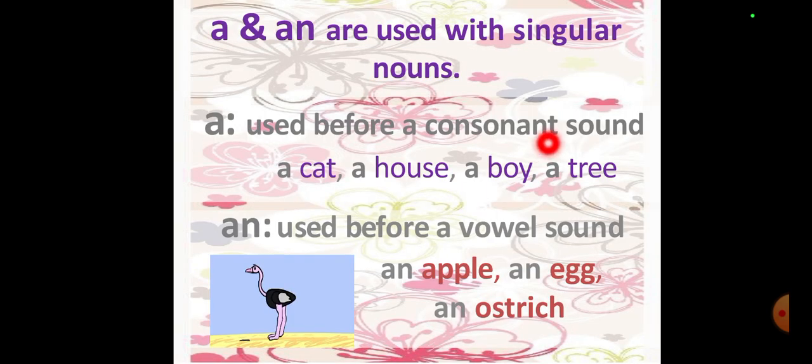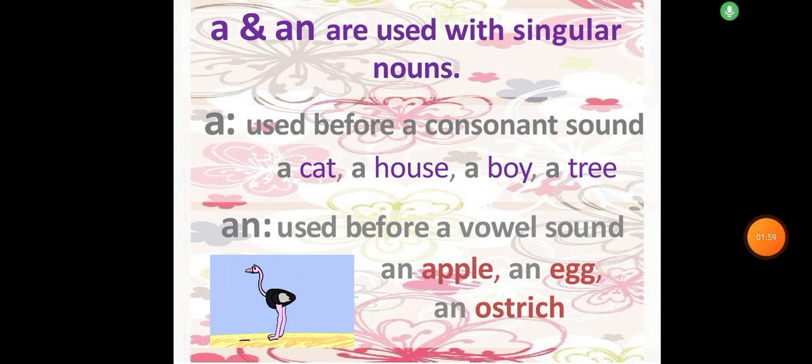A and an are used with singular nouns. You would have seen that a is used before a consonant sound, like a cat, a house, a boy, or a tree. Whereas an is used before a vowel sound, like an apple, an egg, an ostrich. Here we are not going to look only at the letters; we will look at the sounds also. Whatever sound the word has, we will go by that sound.